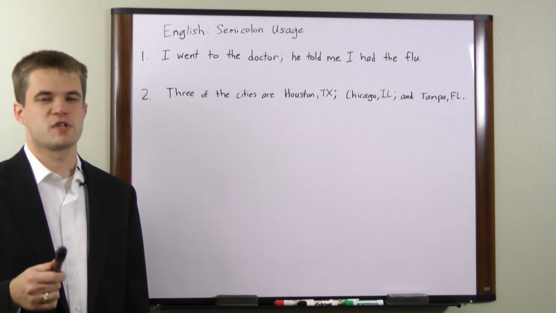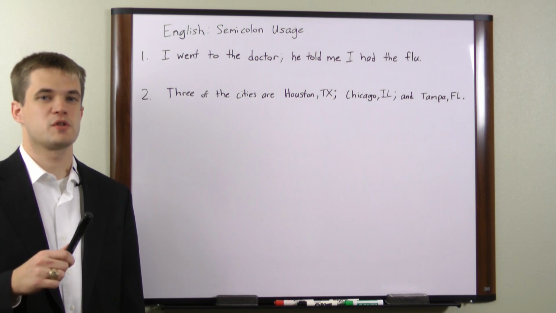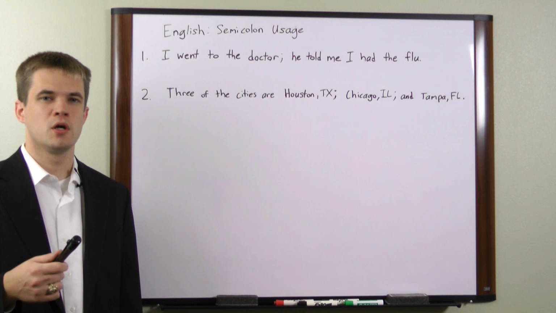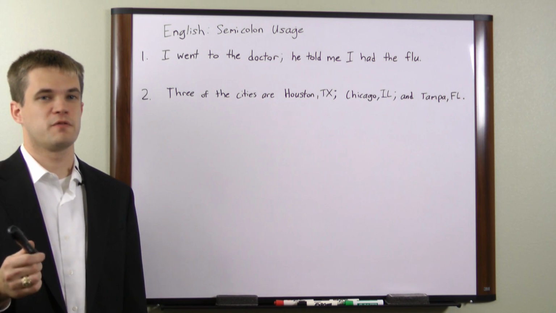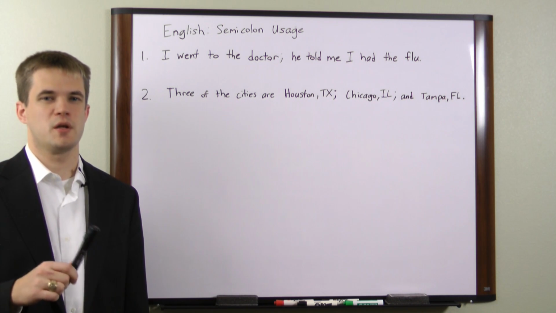The second use for a semicolon is to separate items in a list when the items are long and complicated or contain internal punctuation such as a comma. Ordinarily, you would use a comma to separate items in a list. But if the items contain commas within them, it may be confusing to separate the items with a comma.